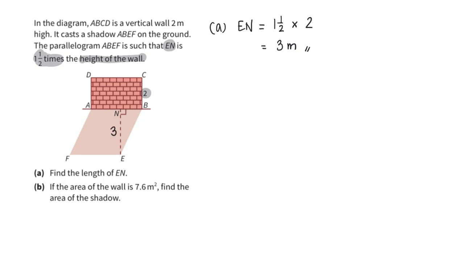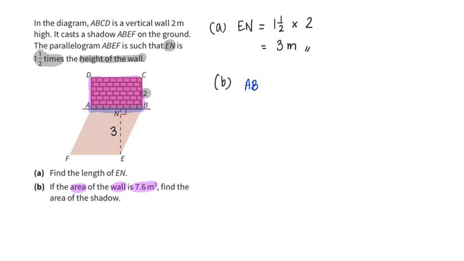Okay? And now, part B. We are given that the area of the wall is 7.6 meters square. This wall is shaped like a rectangle, yeah? And therefore, I do need to find my base AB. How do I find that?